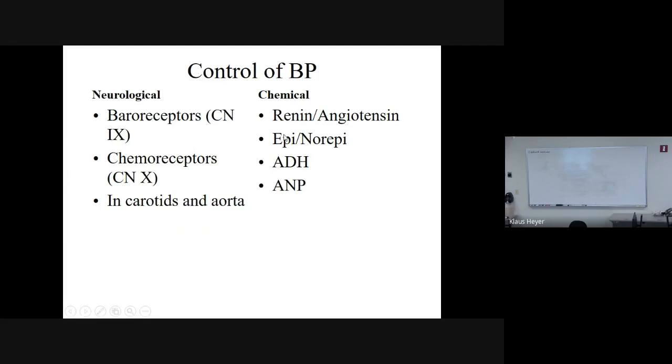Epinephrine is going to increase heart rate. Norepinephrine actually increases contractility. So both of those things, increasing heart rate, increasing contractility, they're going to raise blood pressure. So the first three on here work to raise blood pressure.